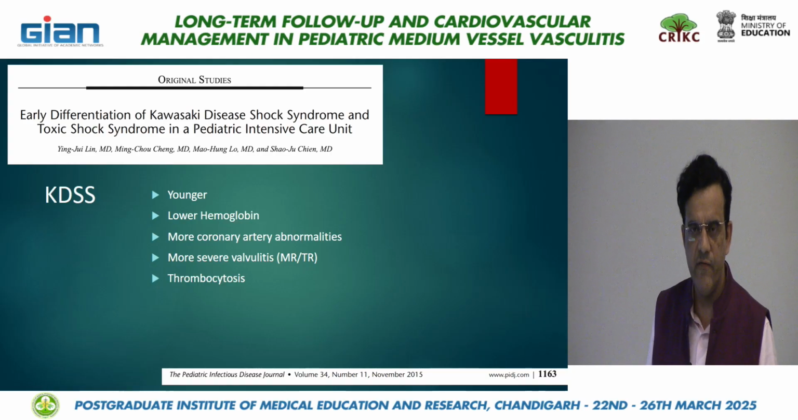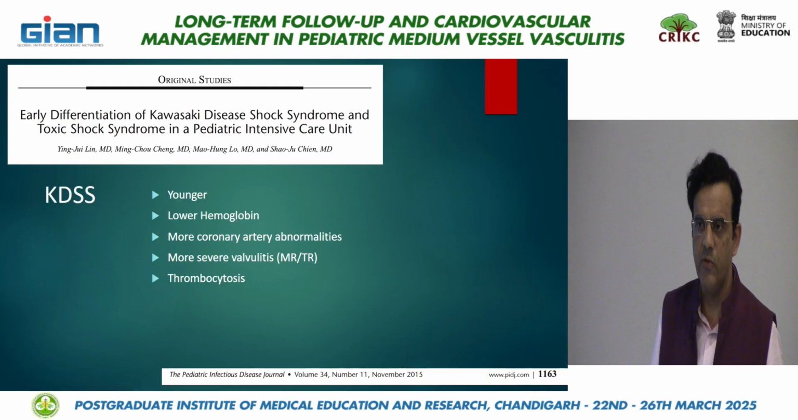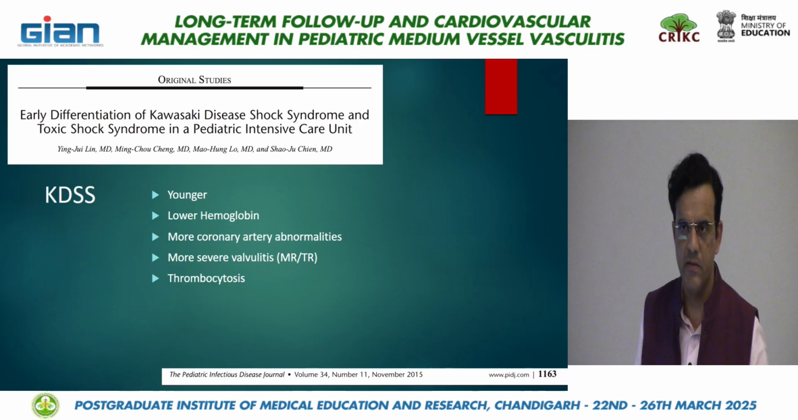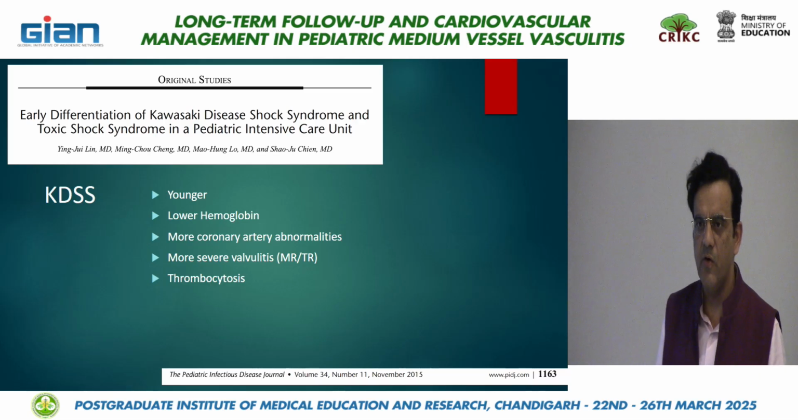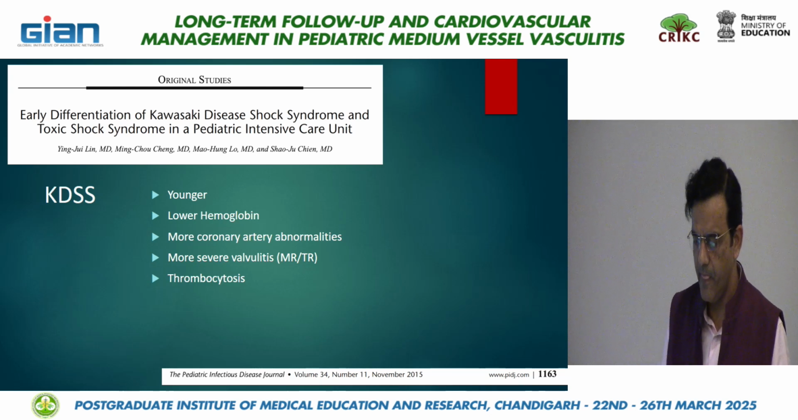So we have to differentiate patients of Kawasaki disease shock syndrome from toxic shock syndrome because there is an overlap in clinical scenario in both of these syndromes. The patients with Kawasaki disease shock syndrome will be younger as compared to patients of toxic shock syndrome, but it doesn't mean that Kawasaki disease shock syndrome cannot occur in elder patients of Kawasaki disease.